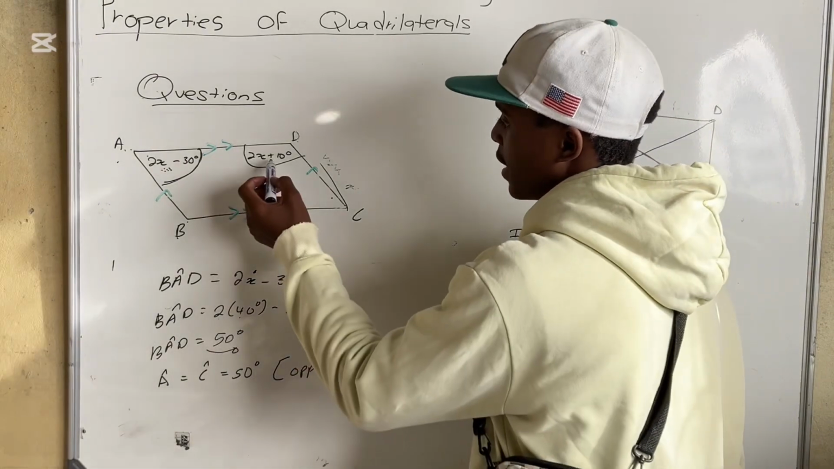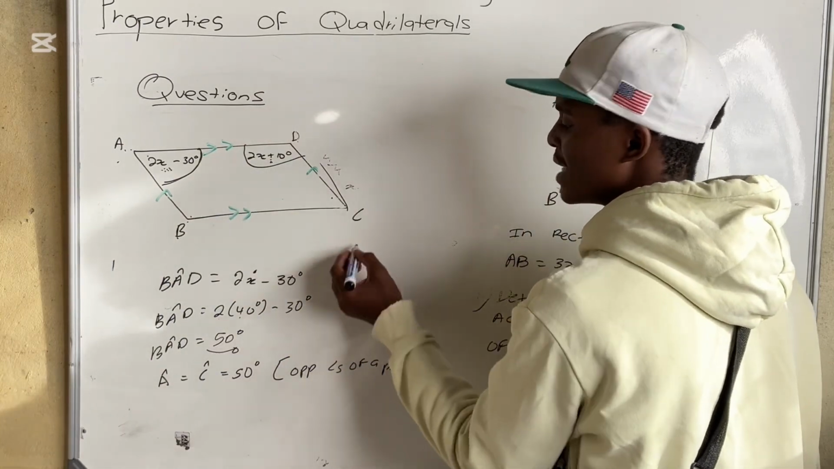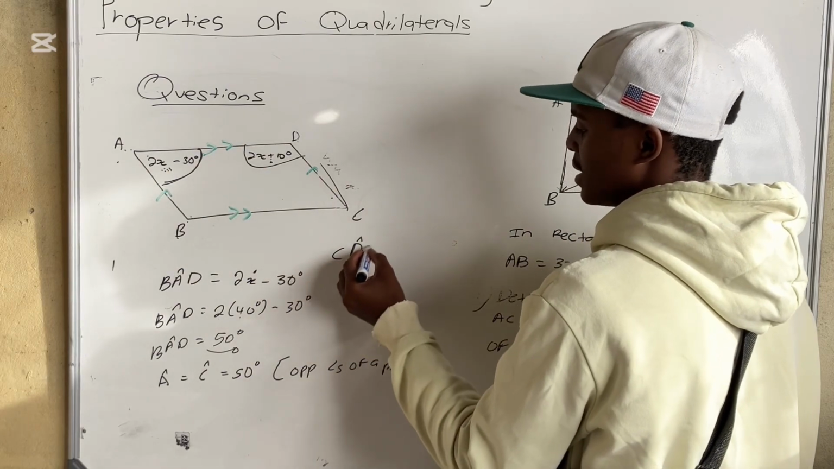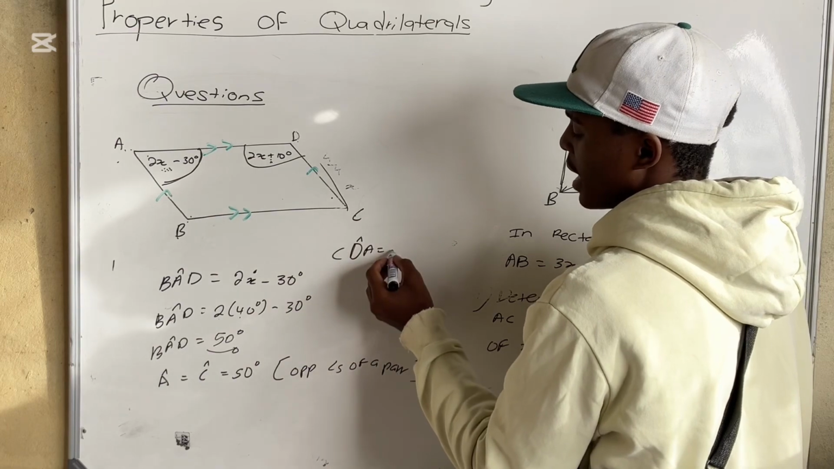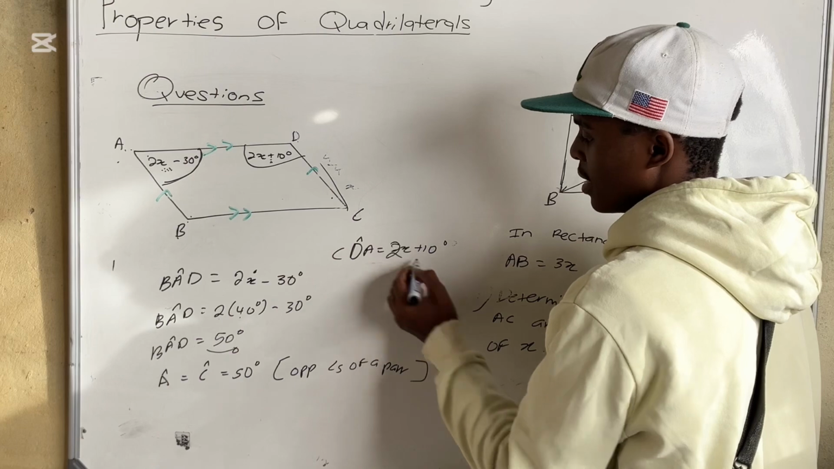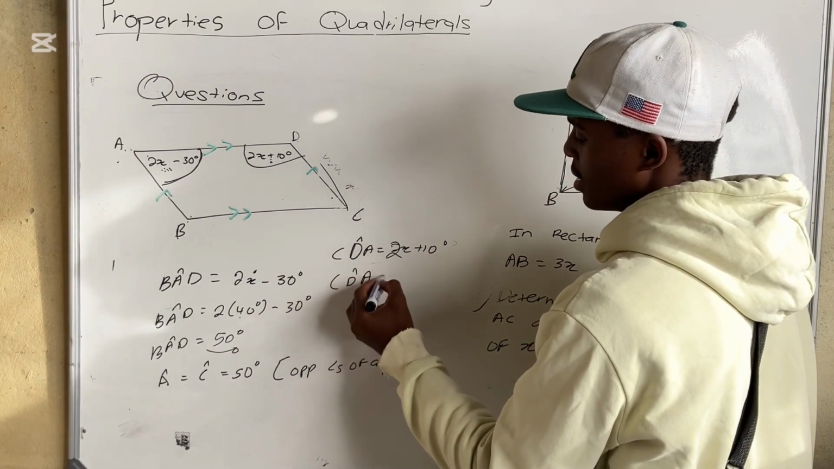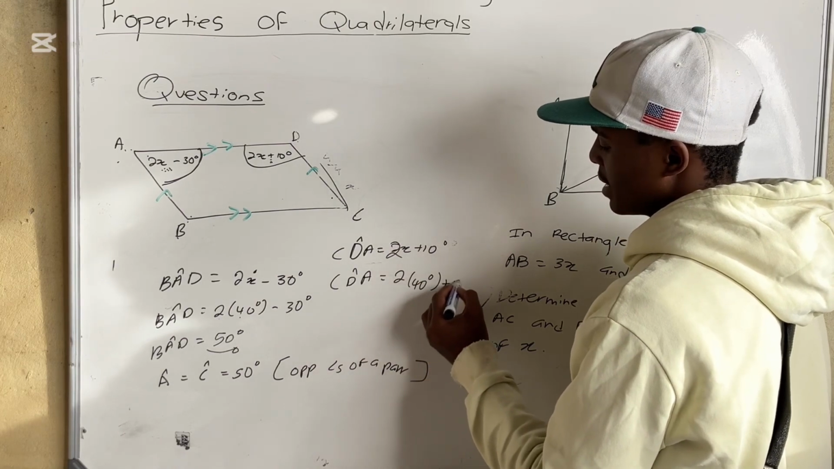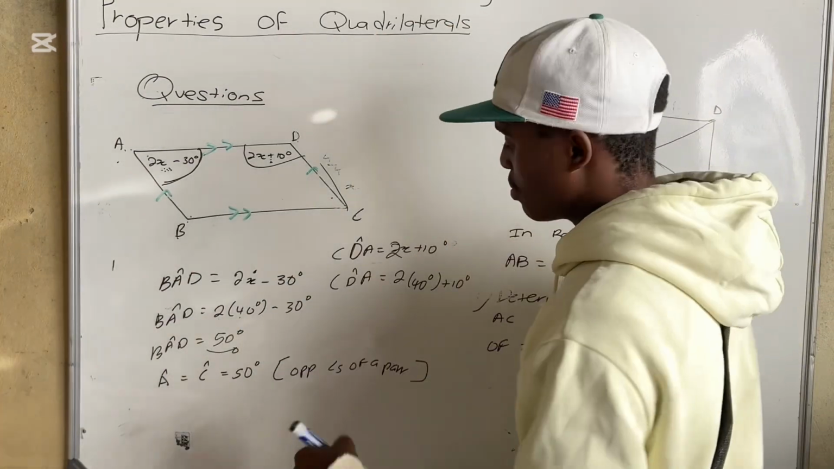And then now we have to find this one. This one will help us to know this one. So same thing. You can say angle D or you can say CDA. So it's CDA. I prefer it like this. And then CDA, you'll be like, okay, it's 2x plus 10. Estimation again. 2x plus 10. And then you say CDA equals to 2 open bracket 40 degrees plus 10 degrees. The 40 comes from x. Remember, wherever there's x, I put 40.